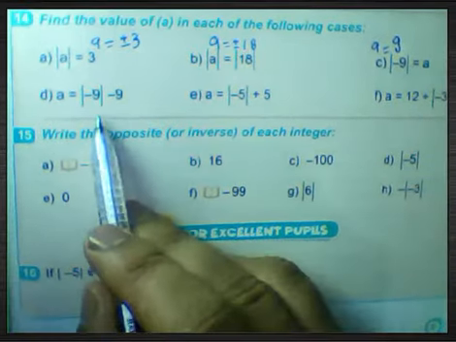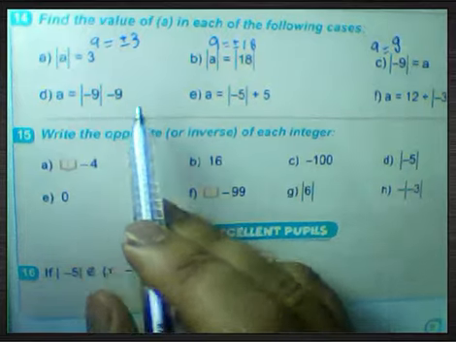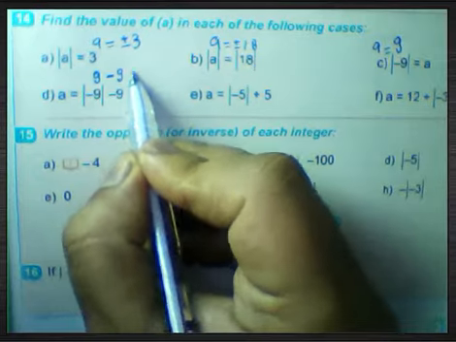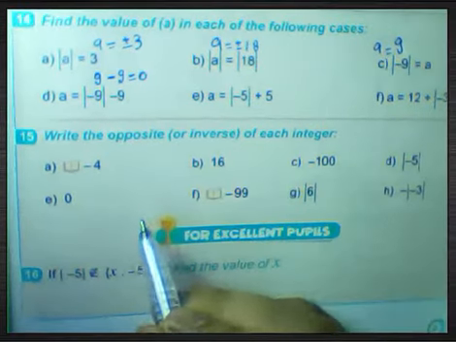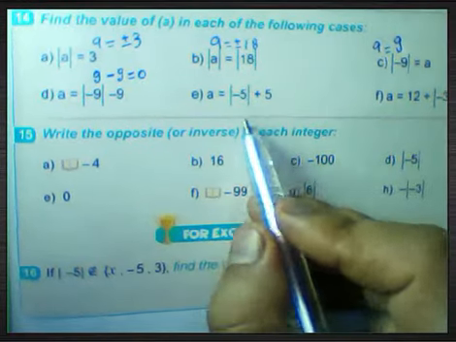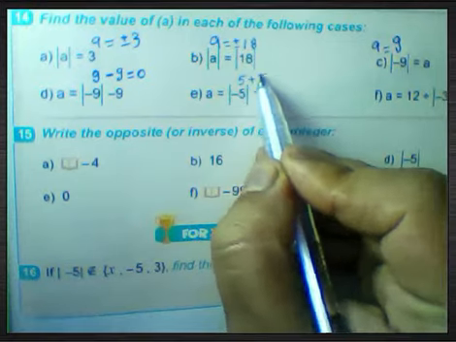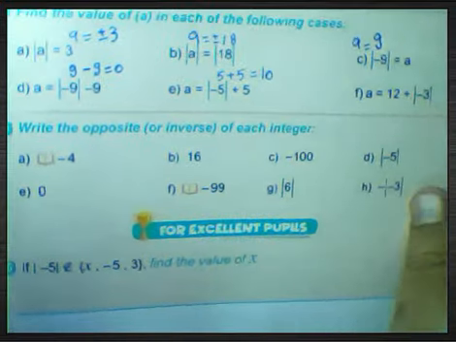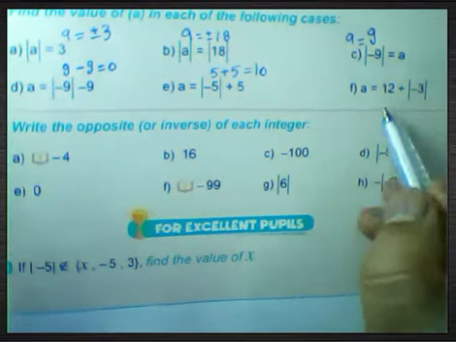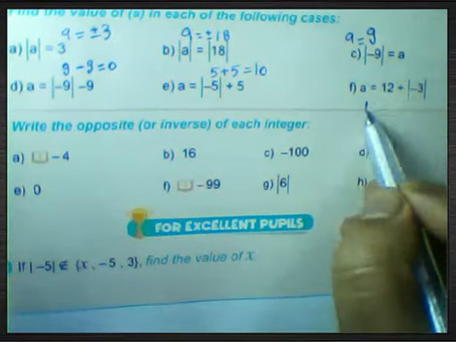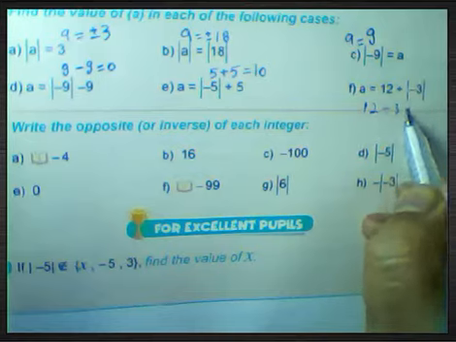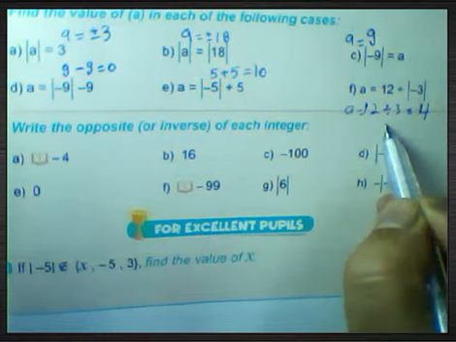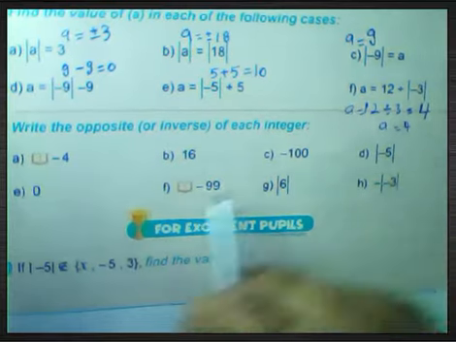A equals absolute value of negative 9 minus 9. Absolute value of negative 9 equals 9. 9 minus 9 equals 0. Absolute value of negative 5 equals 5. 5 plus 5 equals 10. 12 divided by absolute value of 3. 12 divided by 3 equals 4. So a will be 4.